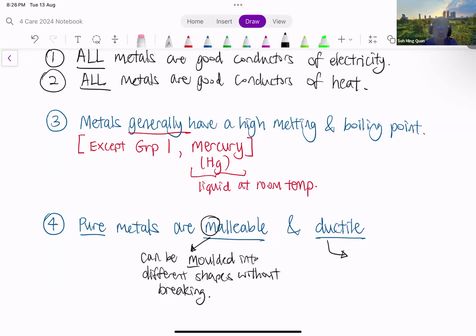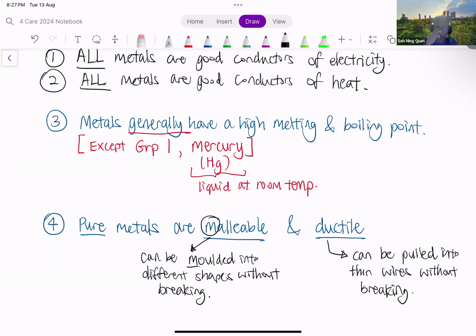Ductile has a similar meaning, but ductile is specific. It can be pulled into thin wires without breaking. So ductile is more to do with pulling it as opposed to twisting it. All right. So pure metals are malleable and ductile.